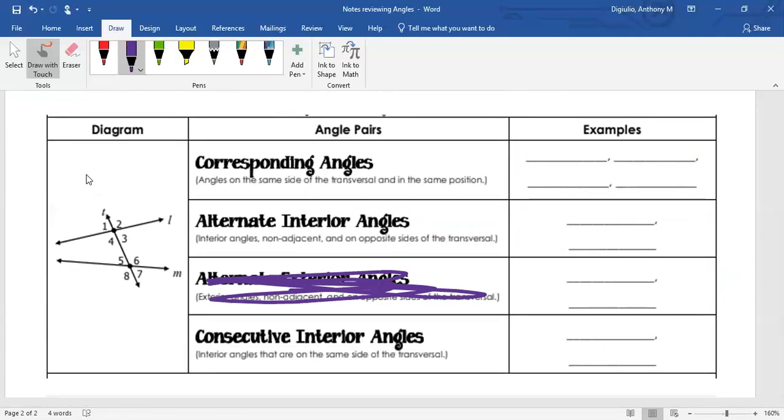When we're looking here, we have this picture on the left that's got two lines cut by another line, and we call that third line, this line T, a transversal. That just means it cuts through two other lines. And if you notice, it breaks it up into groups of four. That's how I like to think about it.